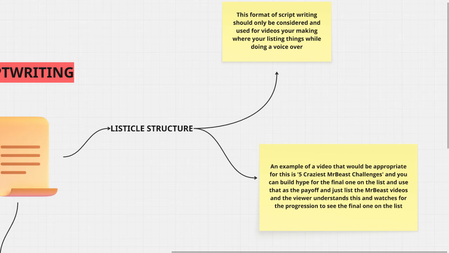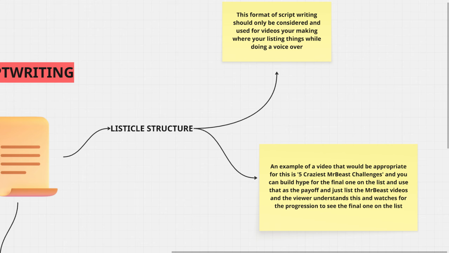So anytime you're doing a top 3 or top 5, top anything, you're using the listicle structure where you're building the tension up for the final one on the list. It doesn't even have to be in order exactly. All you need to say or do is like, you won't believe the final thing on the list, or something on the list is insane, right?